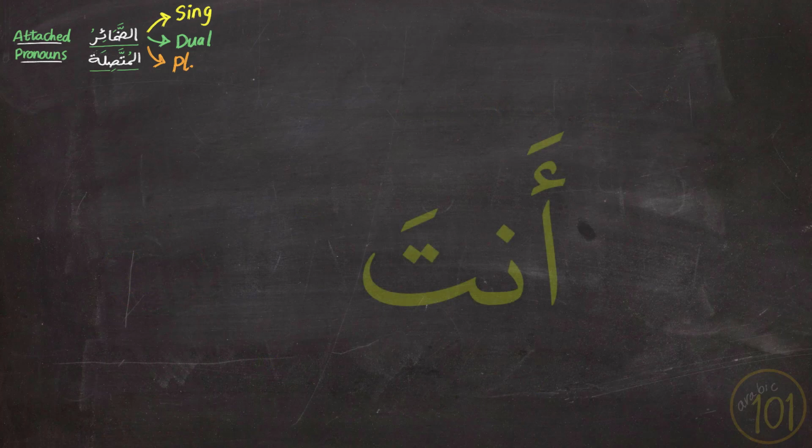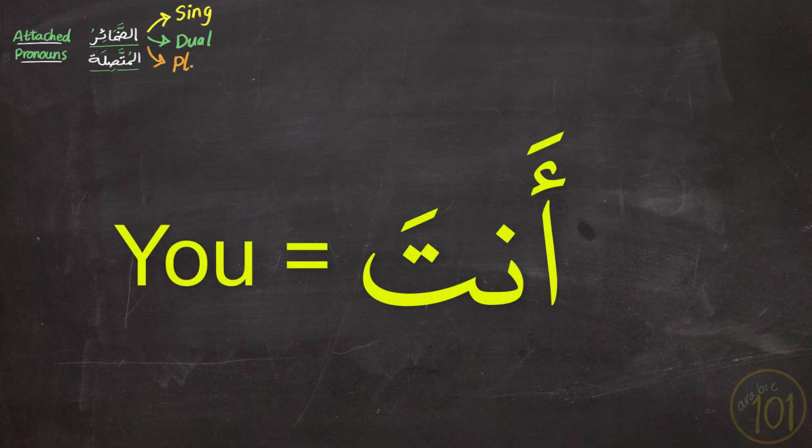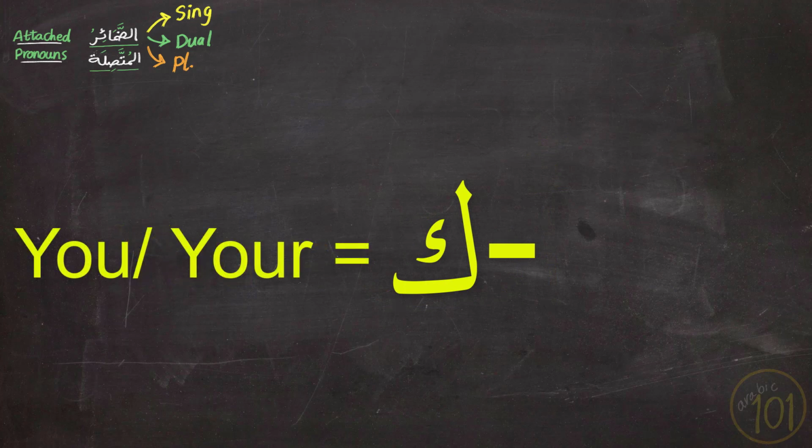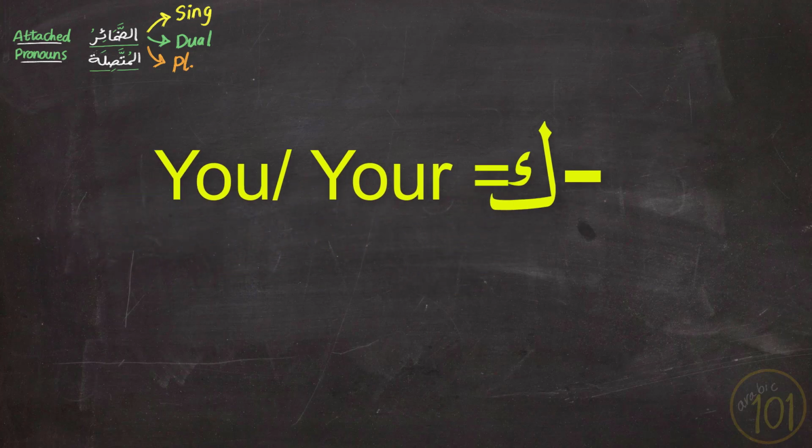Next is anta, which means you, as we learned last time, and its attached pronoun will be ka, which would then come at the end of verbs and nouns, and it would then mean you as an object pronoun or your, like in these examples.